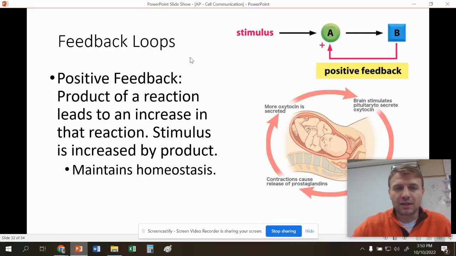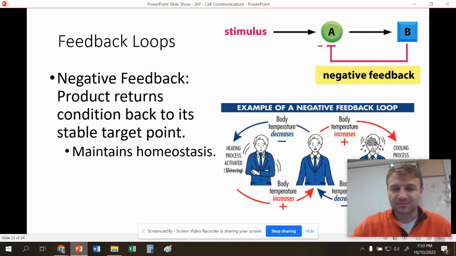Last section in cell communications is on feedback loops, and we have positive and negative feedback loops. I'm going to focus here on the positive feedback loop. This is where the product of the reaction is going to lead to an increase in the reaction. Basically what this means is the product B is going to stimulate A. So when there's an initial stimulus, A is going to make B, B is going to stimulate more A, which then makes more B, which stimulates more A, and this is a positive feedback loop. This is where we create more B to create more A to create more B, and it just keeps on creating more and more of each other.